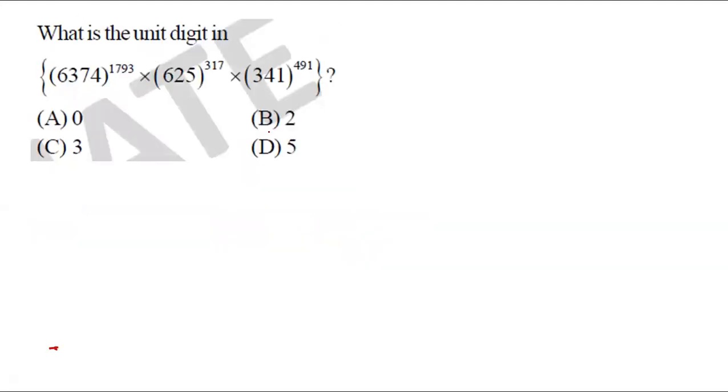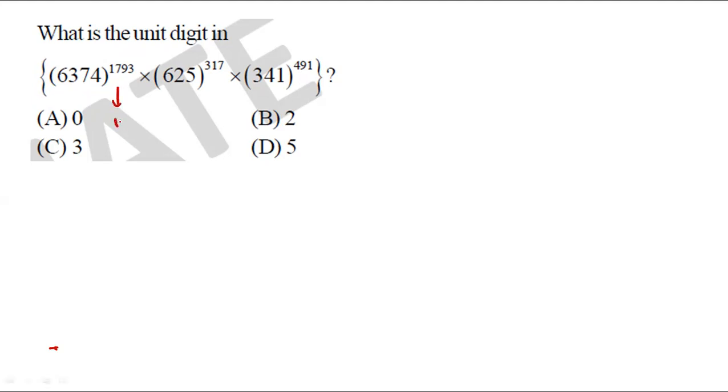The unit digit. When 4 is there, you look at only even and odd. 4 to the power of odd is... 4 power 1 is 4, 4 power 2 is 6, 4 power 3 is 4, 4 power 4 is 6. Only 4, 6, 4, 6, 4, 6 comes. So 4 power odd number means what? 4 power odd is 4 only.